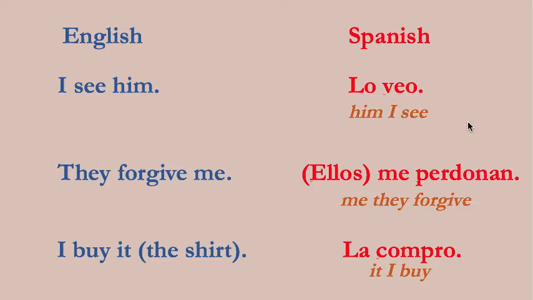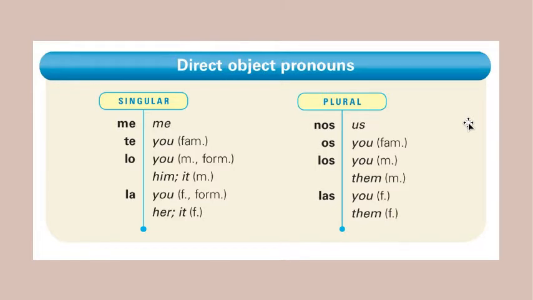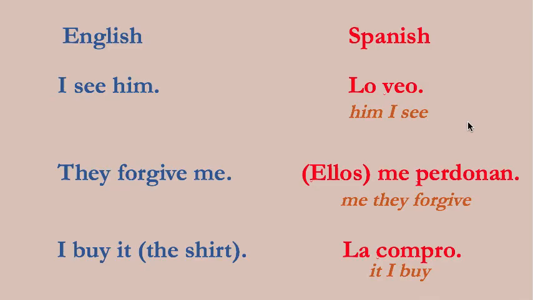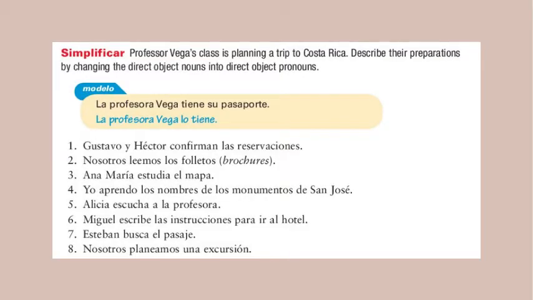As I said, the direct object pronouns me, te, lo, la, nos, os, los, las always go before the conjugated verb. For example, I buy it, and by it we mean the shirt, la camiseta. Yo la compro, or kind of like it, I buy. So we're going to look at the following examples here and see if we can figure out what exactly the direct object should be. What are the direct object nouns, first of all, and what direct object pronouns should they be? For el modelo, la profesora Vega tiene su pasaporte.